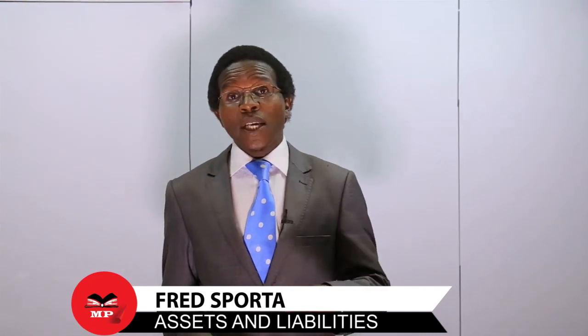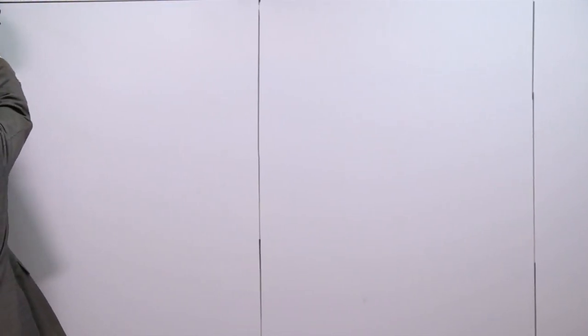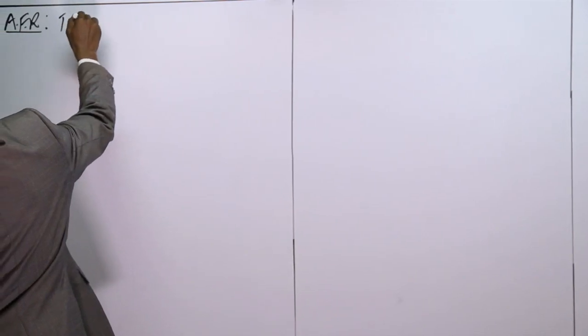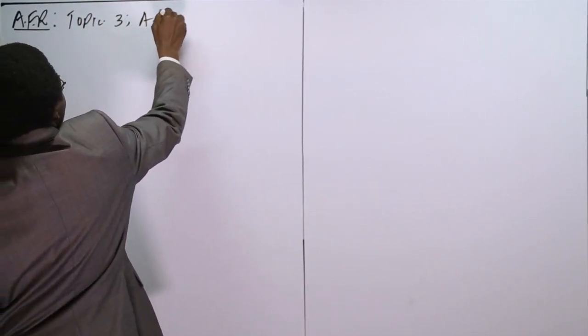Now, today's lesson or session will be continuing with our earlier topics. Remember, we are doing topic 3 in advanced financial reporting. We are still doing advanced financial reporting, and we are in topic 3. Topic 3 is about assets and liabilities.